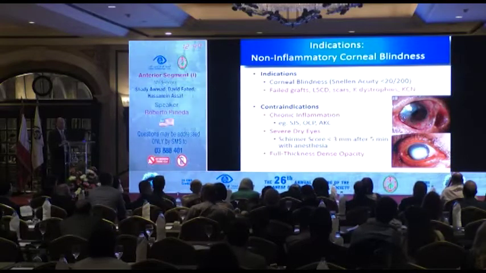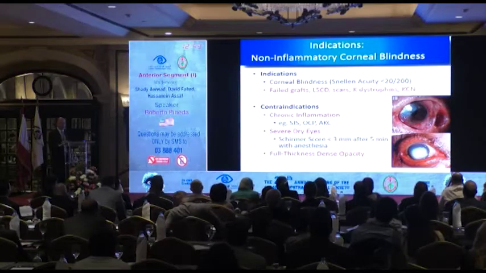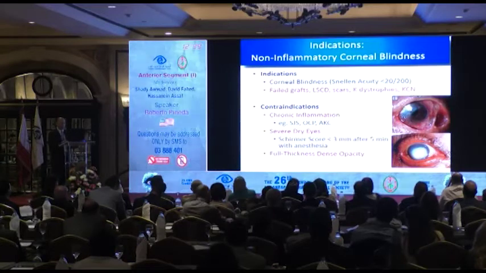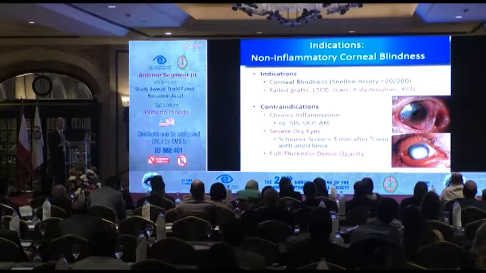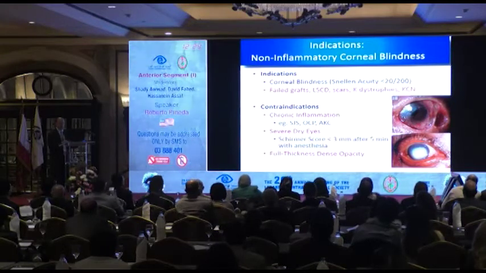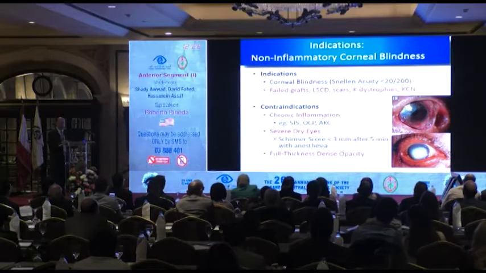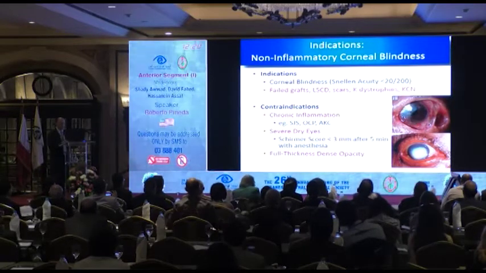So what are the indications for use of this device? It's essentially for non-inflammatory corneal blindness, where visual acuity is significantly decreased. So you're looking at patients who have failed grafts, limbal stem cell deficiency, scars, different corneal dystrophies, or even keratoconus. The contraindications are for chronic inflammatory conditions like OCP and SJS, and severe dry eyes, as well as full thickness corneal opacities. I'm going to show you two brief videos here.